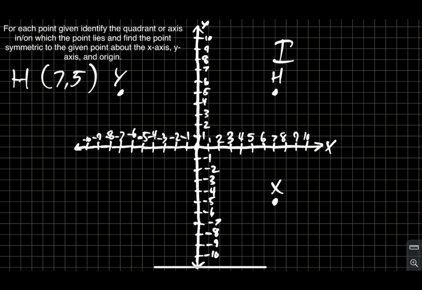And lastly, for the point symmetric to H about the origin, we need to change both values. We need to change both signs. So point O, which is that symmetric point, is going to have a value of -7, -5. We have to change the sign for the x and y value. So when we plot our point, it's going to be right here. And that's going to be point O.